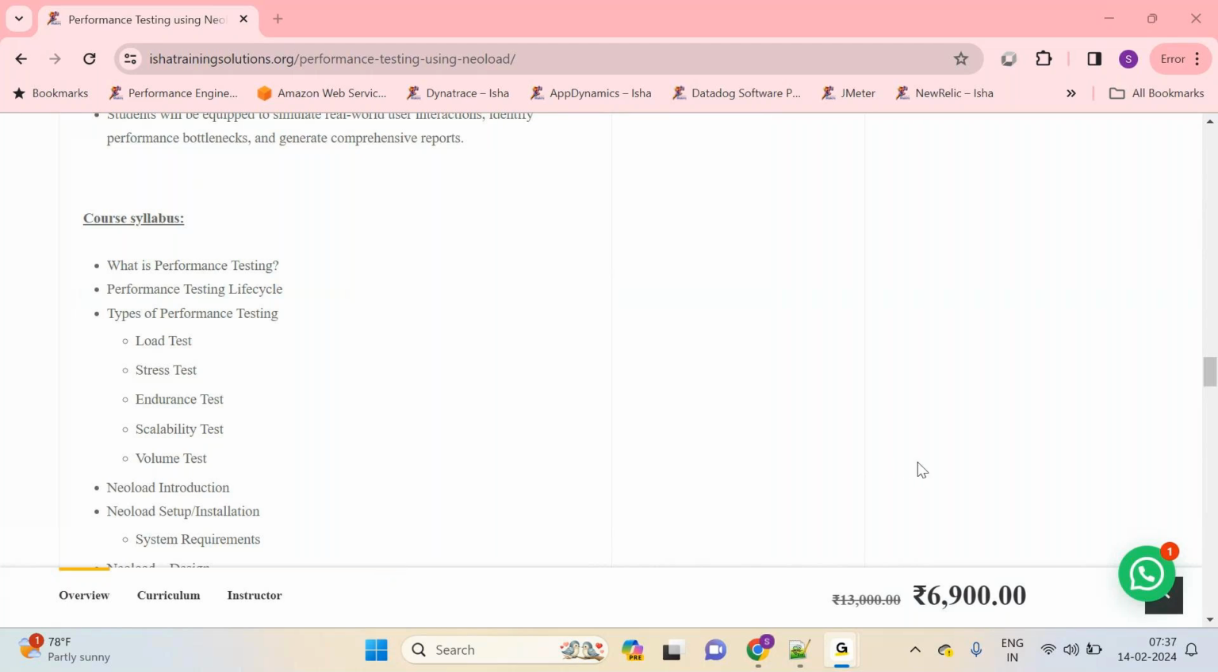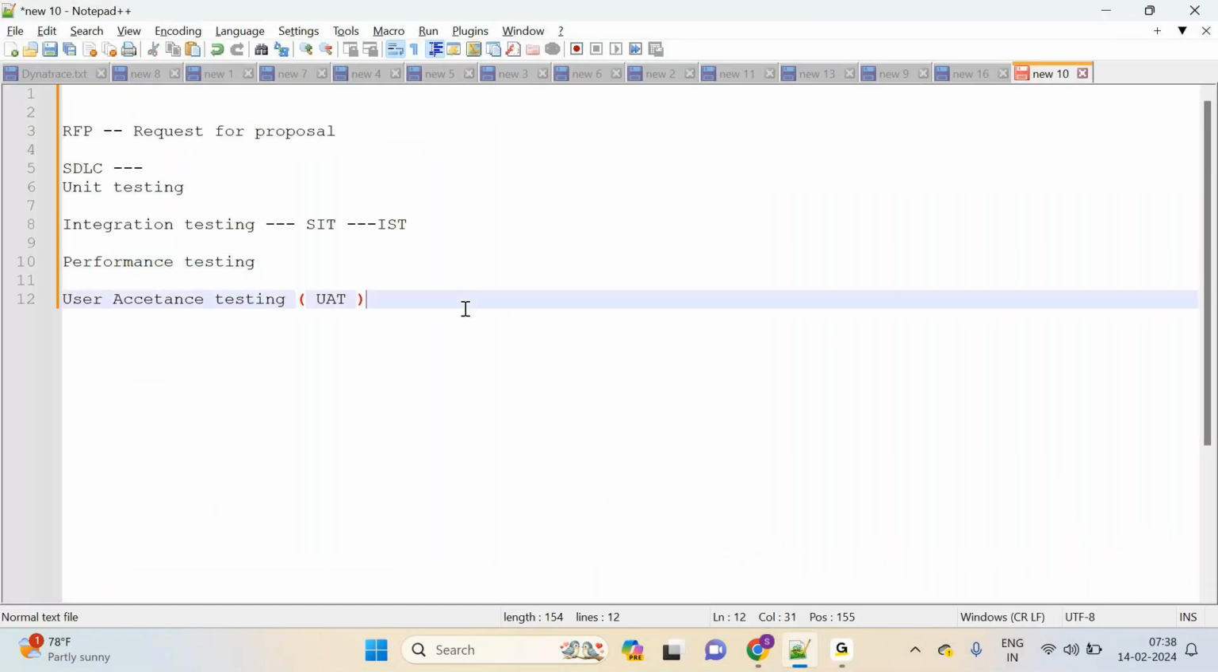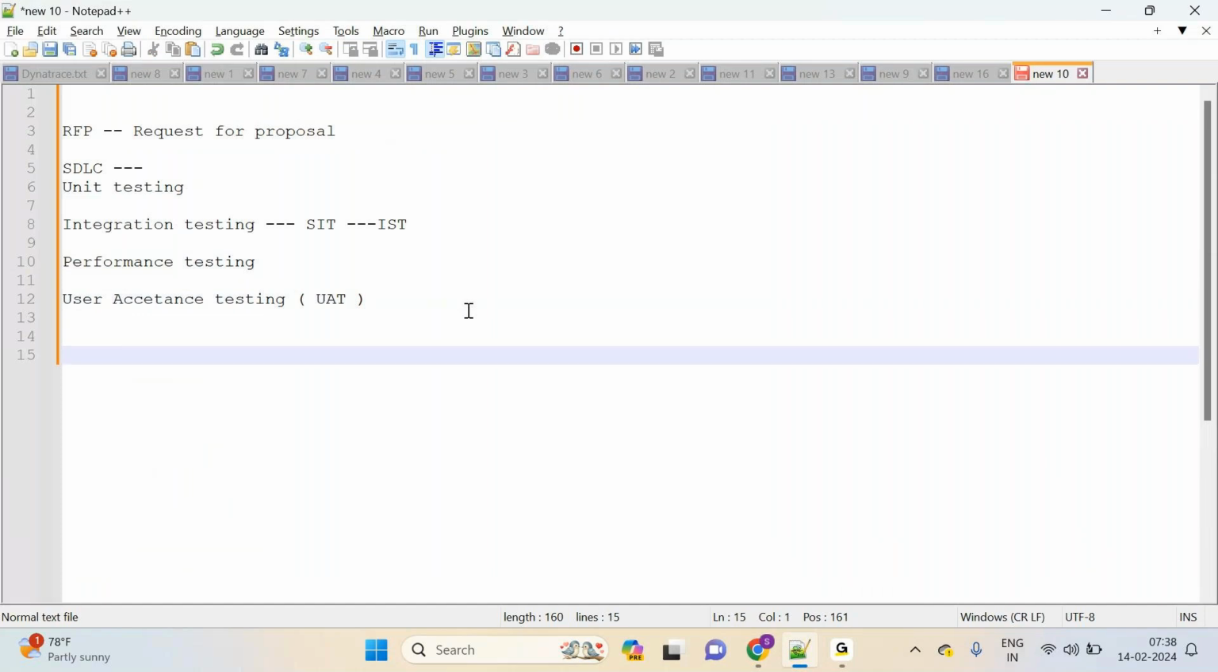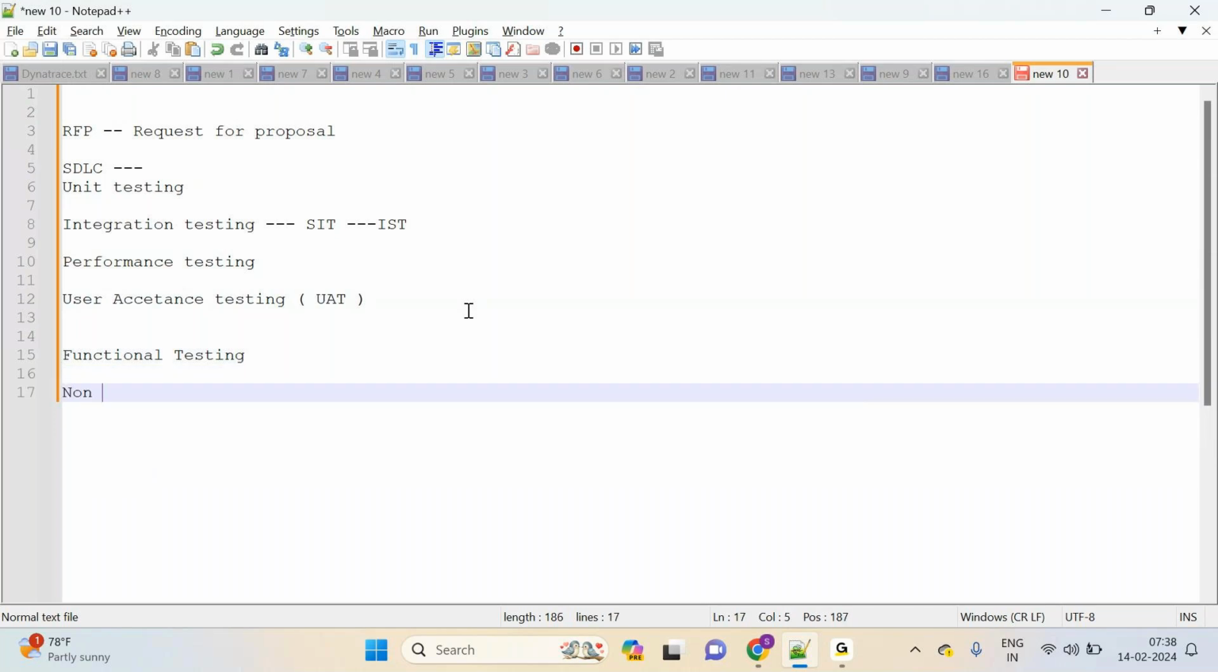Yeah. So even if you guys wanted a little additional information, the testing types are actually classified into functional testing and non-functional testing.